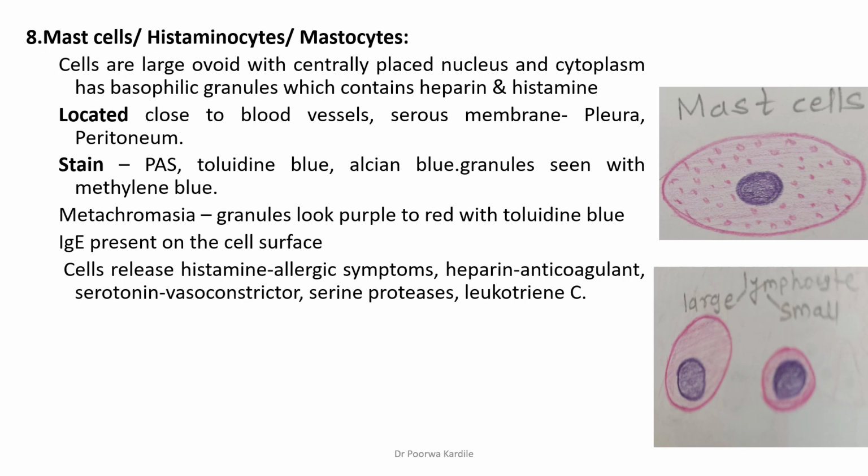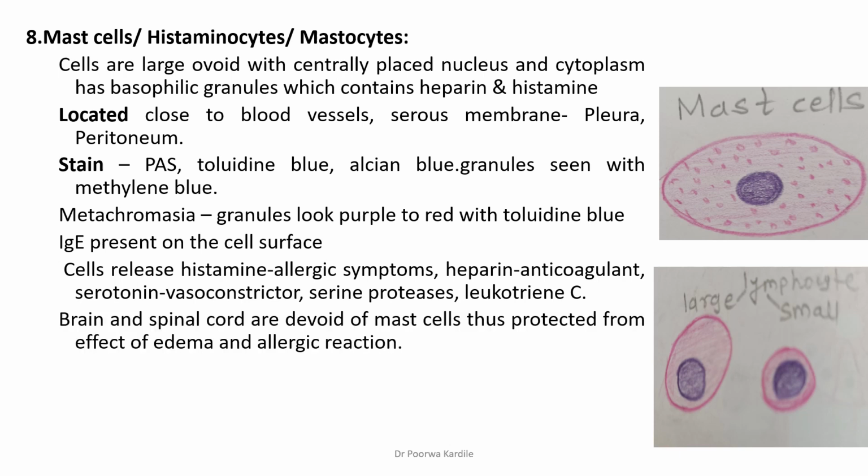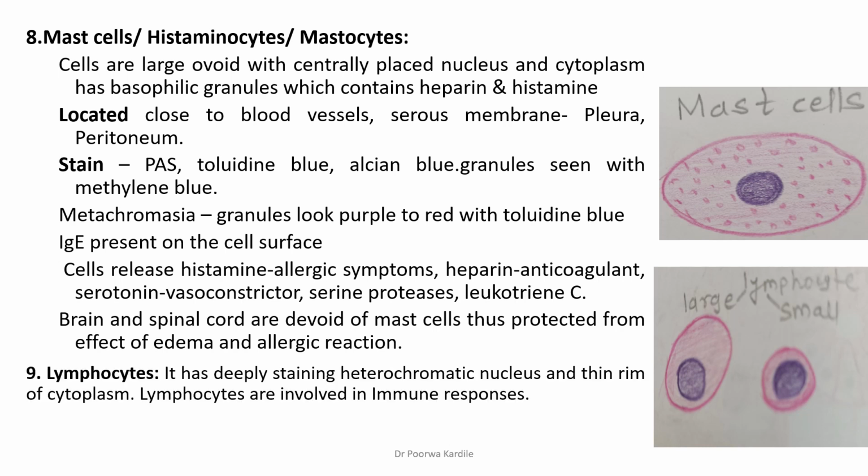The cells release histamine, which causes allergic reaction. Heparin is an important anticoagulant. Serotonin is a vasoconstrictor, and mast cells also secrete serine protease and leukotriene. The brain and spinal cord are devoid of mast cells, and thus the brain is protected from the harmful effect of edema and other allergic reactions due to mast cells.